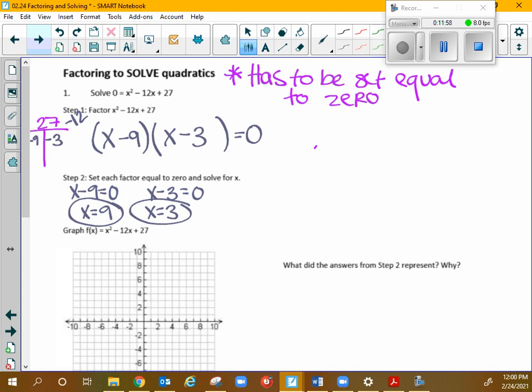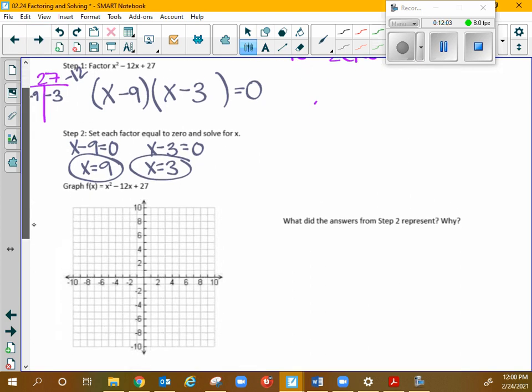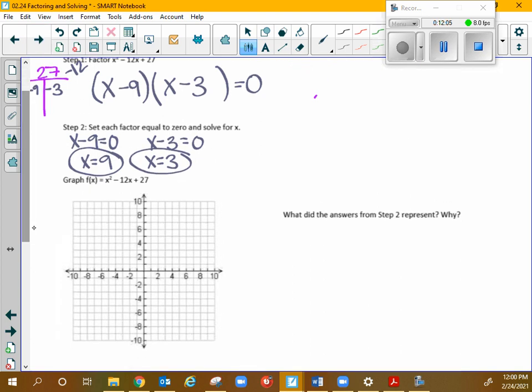Okay? So now we're going to connect it on why it works. I want you to, on your calculator, graph x squared minus 12x plus 27, and graph it. And then tell me what you see. Pull up a graph, type in x squared minus 12x plus 27.